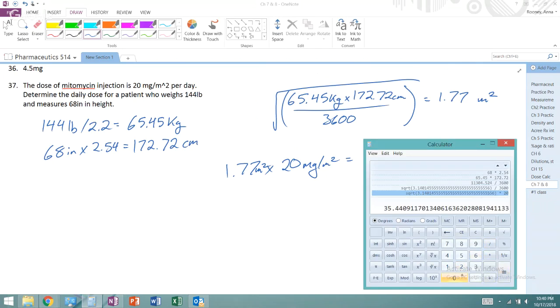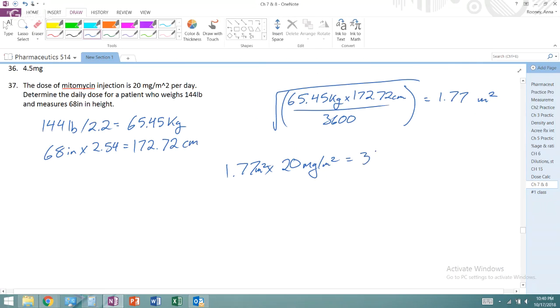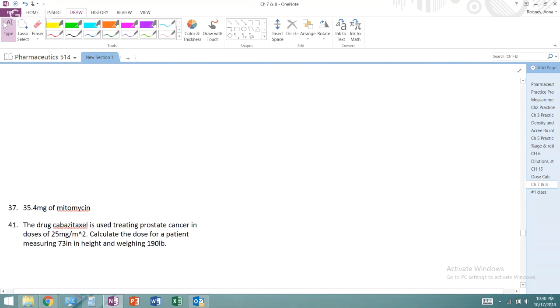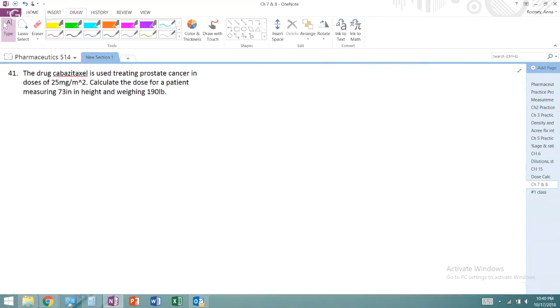And see, I'm not trying to be the pharmacy student I was. I'm trying to be the pharmacy student I should be. So if you ever look up to me, don't look up to me. Look up to the pharmacy student I'm trying to be. So you need 35.44 milligrams. Found that is right.